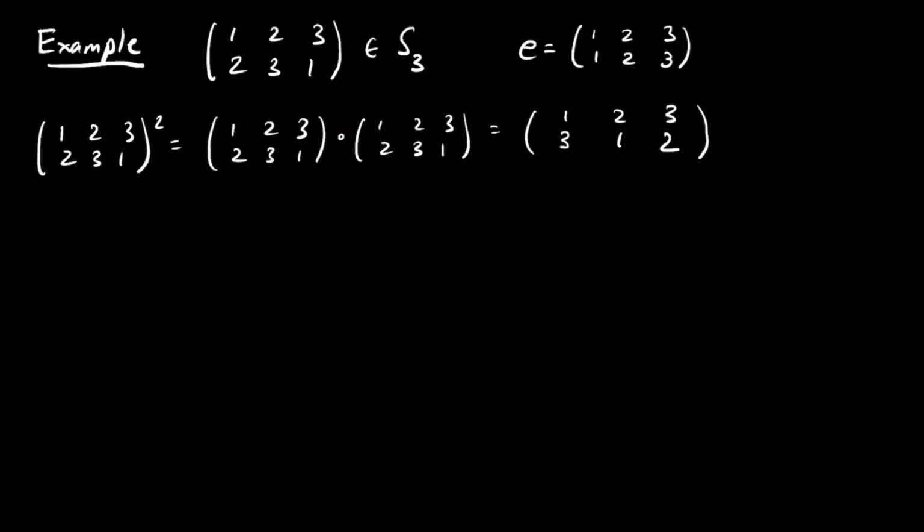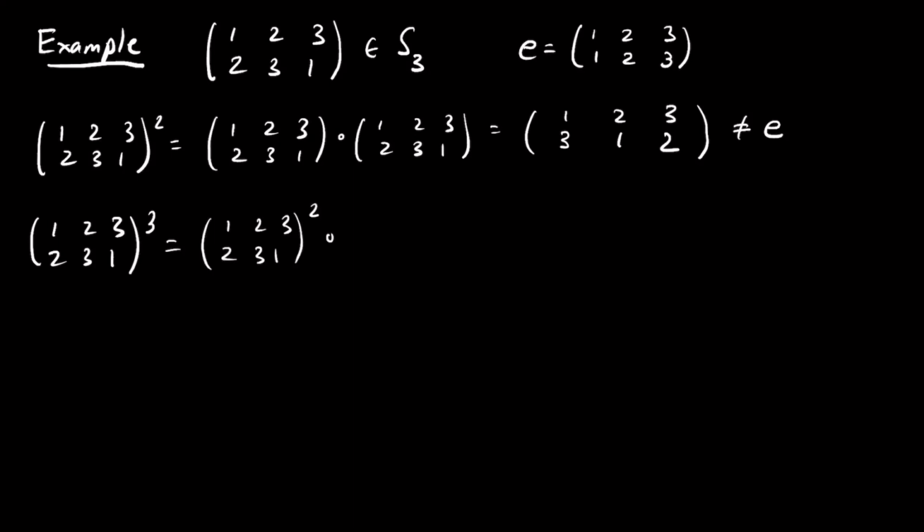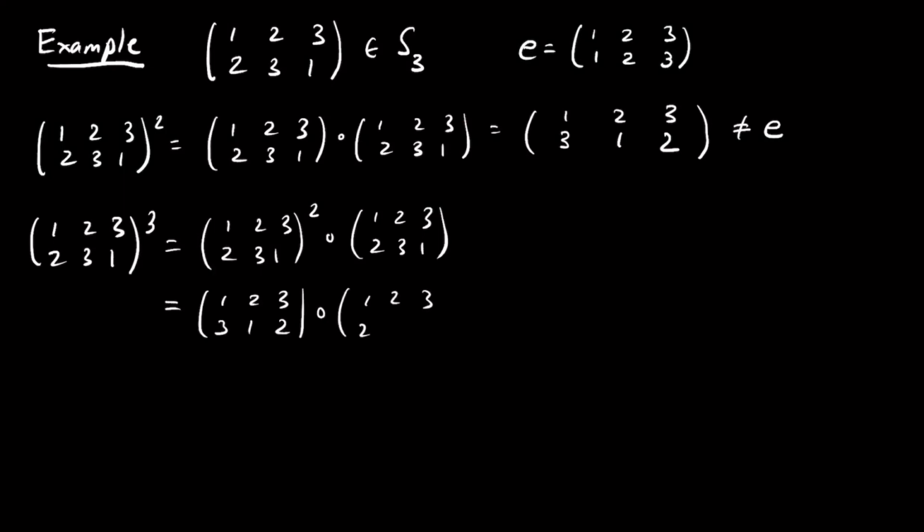And I see that this is not the identity. Right? This is not the identity, so this element does not have order 2. Well, let's see if it has order 3. So if I want to do (1 2 3; 2 3 1) cubed, one clever way to do it is to do (1 2 3; 2 3 1) squared, composed with (1 2 3; 2 3 1). And I already know what (1 2 3; 2 3 1) squared is. I just did that above. This is (1 2 3; 3 1 2), composed with (1 2 3; 2 3 1).